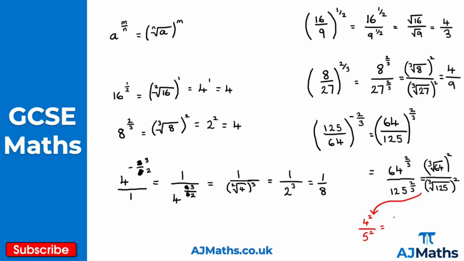4 squared is 16. 5 squared is 25. In that case then, my solution here is 16 over 25. And there we have it. So that's everything we need there for our introduction to fractional indices. So what we're going to do now is just take a look at a quick practice question.